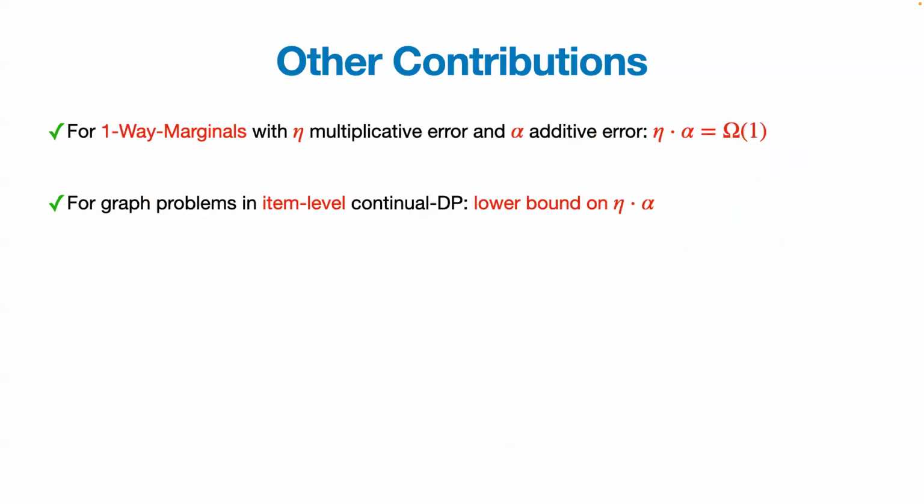So let's just have a quick overview of the other contributions of this paper. In this paper, we also gave the first lower bound for the multiplicative error of a problem called one-way marginals. This problem to item level problems is what inner product queries is to event level problems. So it is, so to say, the go-to problem to reduce from for item level DP, continual DP.